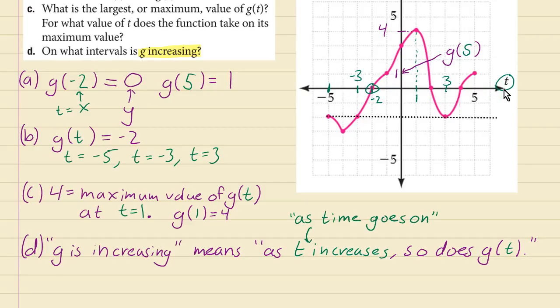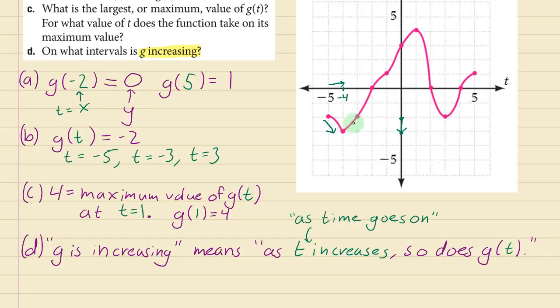So saying that as time goes on, the function value gets bigger is another way to read that, as you go from left to right. So let's see where that happens. First, as you go from -5 to -4 here, the function is going downwards. So you're going from g of t equals -2 down to g of t equals -3. That's a decreasing g of t, so it's not happening there.